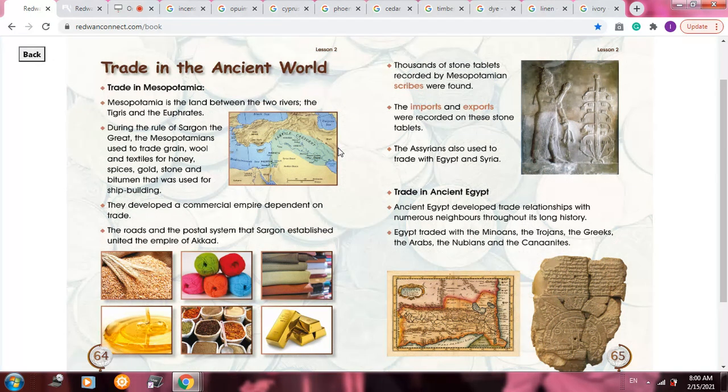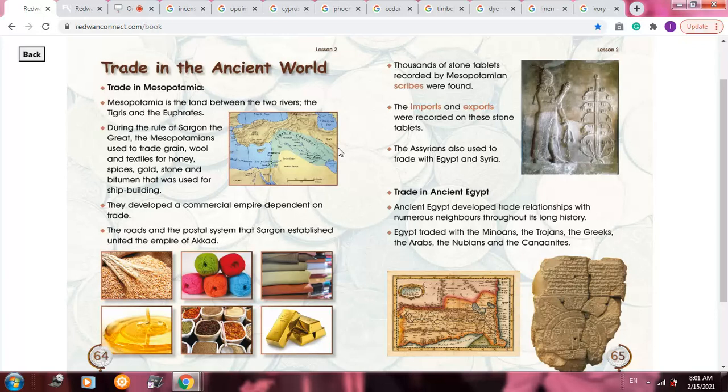Now we talked about trade in Mesopotamia, and we said Mesopotamia is the land between two rivers, which is near Iraq nowadays, Tigris and Euphrates. We said that they had a ruler or an emperor that used to be called Sargon the Great. This person developed a commercial empire depending on trade. Also, he established roads and a postal system to unite the kingdom, and he did unite the empire of Akkad.